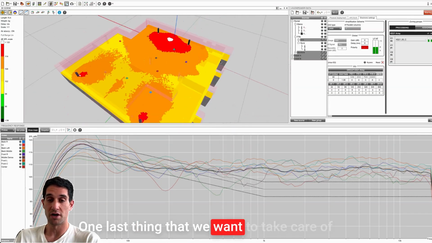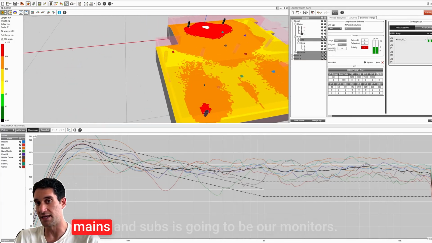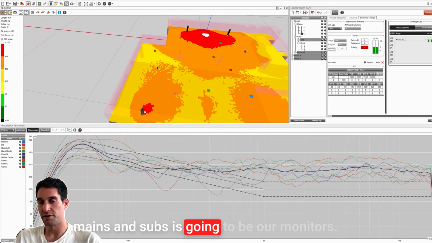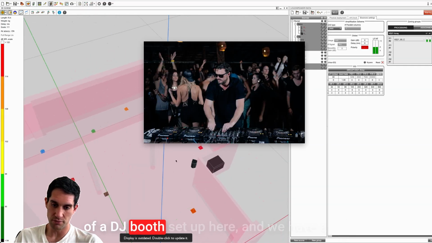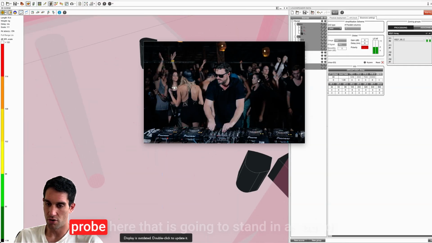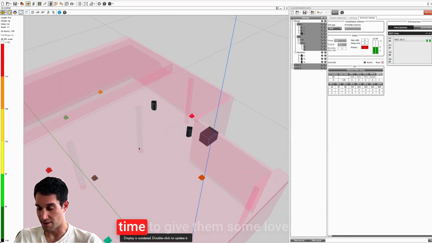One last thing that we want to take care of in this design, now that I'm satisfied with our mains and subs, is going to be our monitors. As I mentioned, there is going to be something of a DJ booth setup here, and we have a pro here that is going to stand in as our DJ. They've been neglected, so it's time to give them some love.